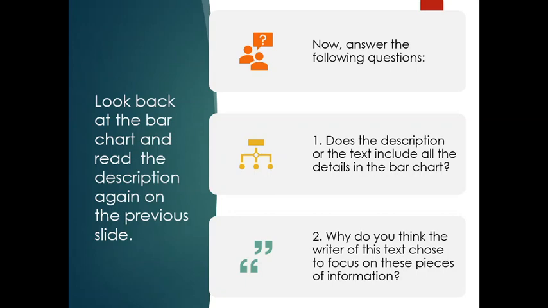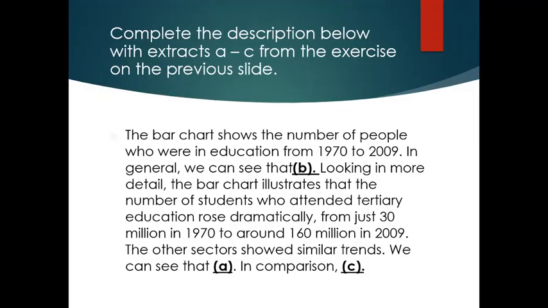Now let's try to look back at the bar chart that we had earlier. Answer the following questions. Does the description of the text include all the details in the bar chart? Why do you think the writer of this text chose to focus on these pieces of information? Let's go back to the answer to the activity earlier.